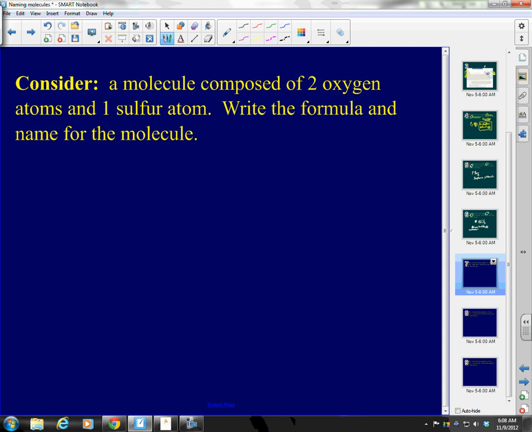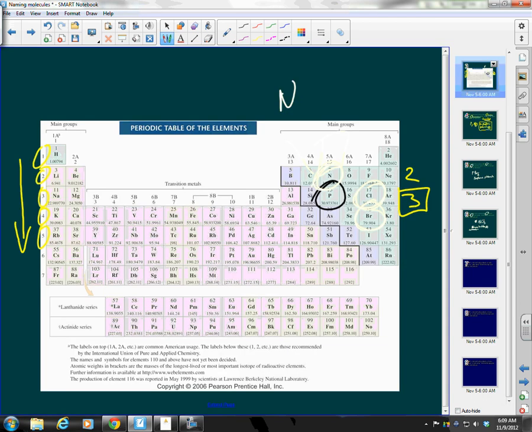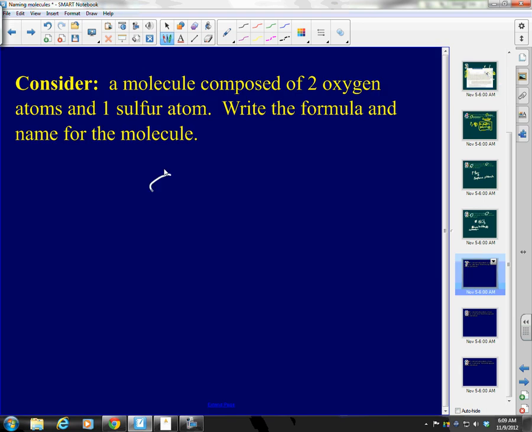Consider a molecule composed of 2 oxygen and 1 sulfur atom. All right, you guys can do this one. Let's find my sulfur. Here's my sulfur, and here's my oxygen, right? Sulfur and oxygen, they are in what? The same group. That means which one goes first? The one from the higher period. The sulfur is in period 3. So I'm going to put sulfur here, oxygen here, 1 sulfur, 2 oxygens. How do I name this? Sulfur dioxide.